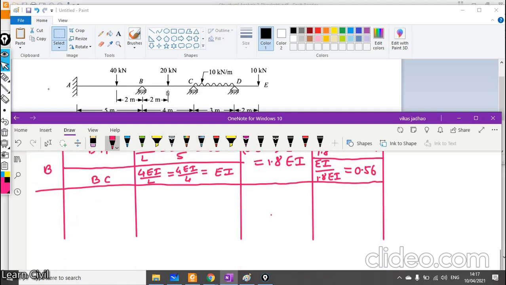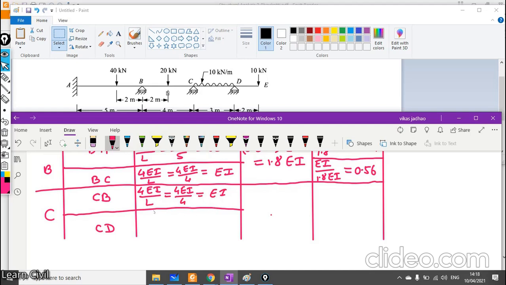Then we have this joint C here. So we have to calculate the distribution factor for joint C. For joint C, we have two members, CB and CD. We'll have to write down the stiffness for CB. For CB, the stiffness will be equal to 4EI upon L. We have L equal to 4 meters, therefore 4EI divided by 4, so this is equal to EI.